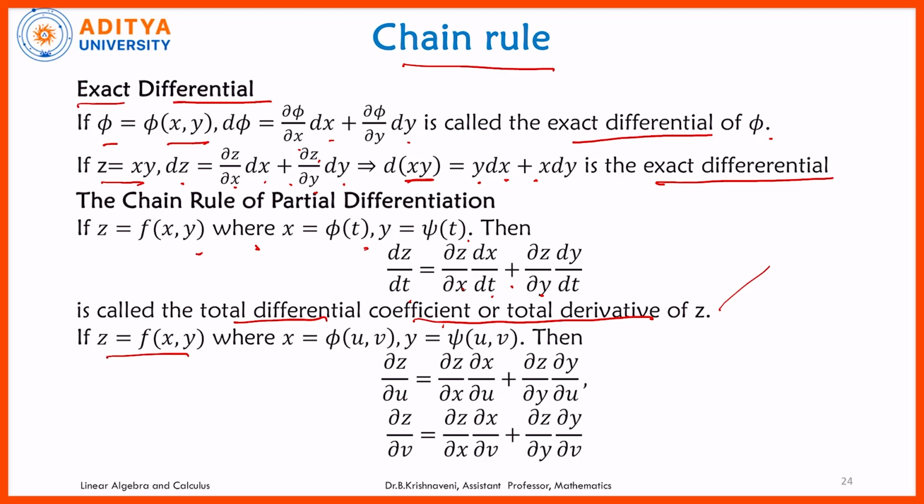Now if you take z is equal to f of x, y, where x is a function of u, v and y is another function of u, v, then how to find dou z by dou u? Dou z by dou x into dou x by dou u plus dou z by dou y into dou y by dou u. And dou z by dou v is equal to dou z by dou x into dou x by dou v plus dou z by dou y into dou y by dou v. We call this the chain rule.